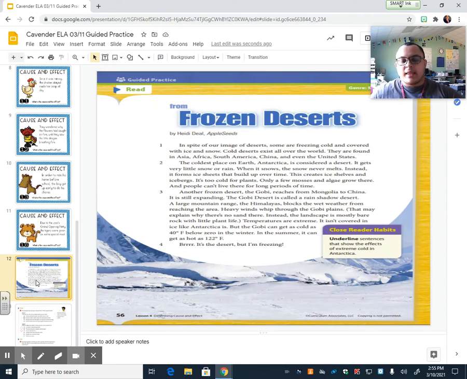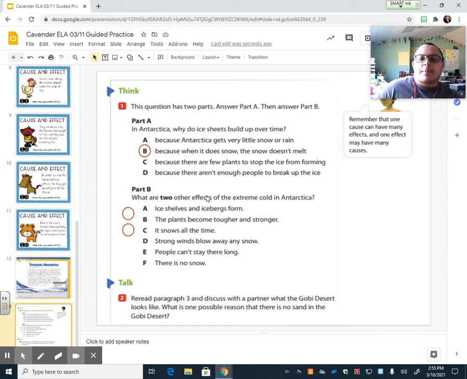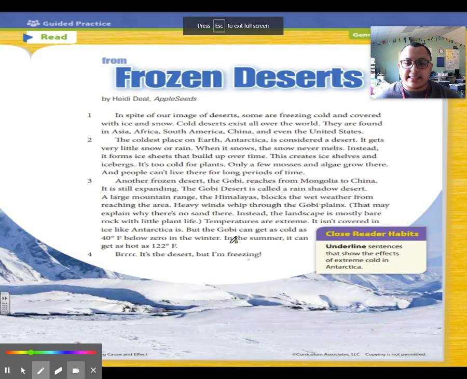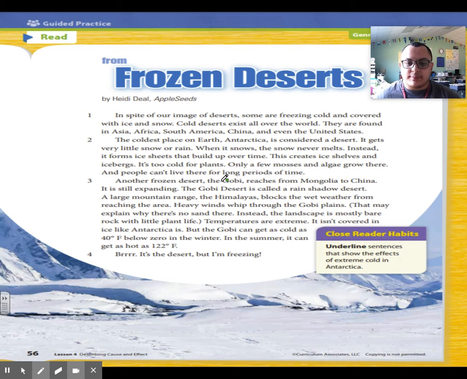All right. So let's look at our answer choices. It says, what are the other two other effects of the extreme cold in Antarctica? Is it A, ice shelves and icebergs form? Well, if we go back in the text, we can find that in the text. It says, another frozen desert. Actually, just kidding. This creates... Oh, I'm getting ahead of myself. It says right here, I just saw it.